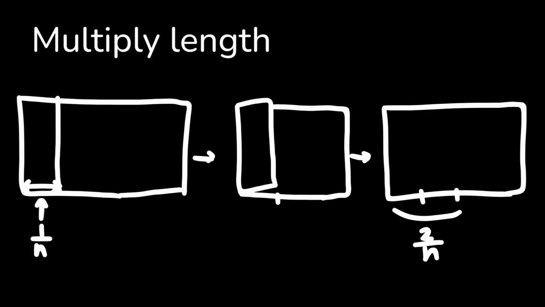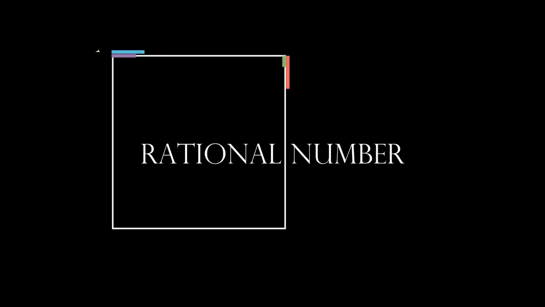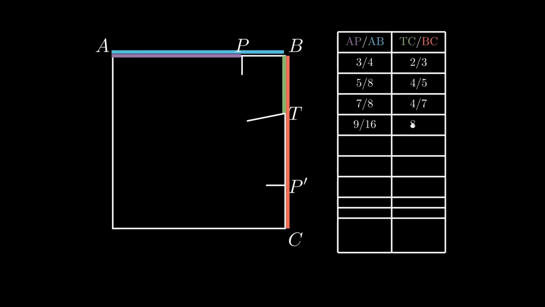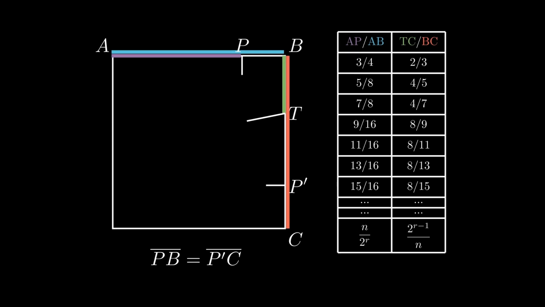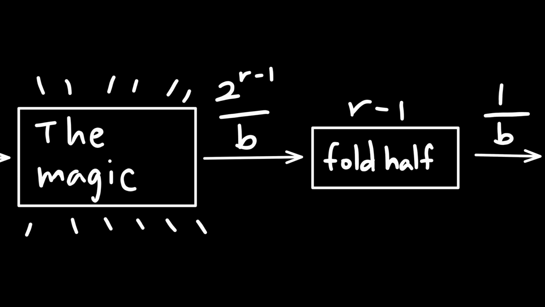A rational number is just a fraction, so the only hard part is the denominator. As long as we can make 1 over n, just multiply that length m times, and we get m over n. It's pretty easy to make 1 over n if n is 2, 4, 8, 16. With this method, we can turn the easy n over 2 to the r into 2 to the r minus 1 over n. With 2 to the r minus 1 over n, fold r minus 1 times in half, and there will be only 1 over n, and we are done.